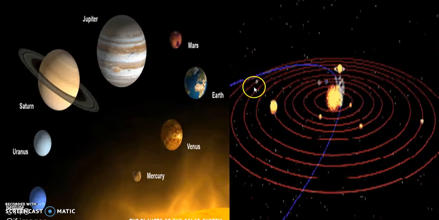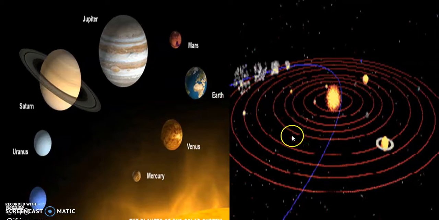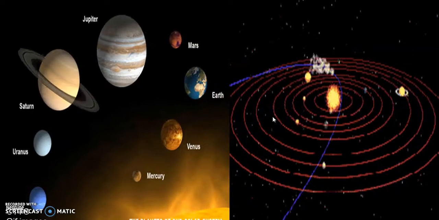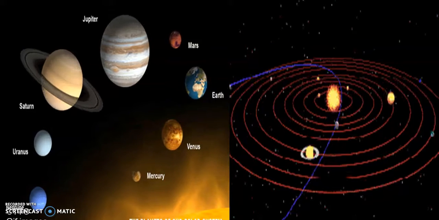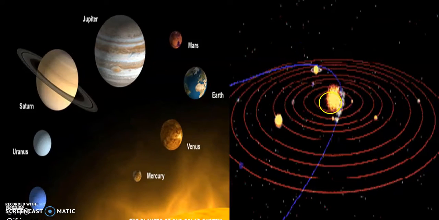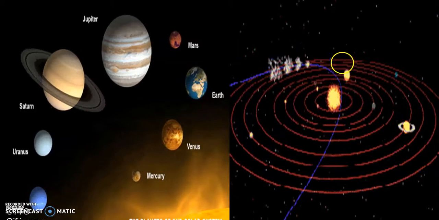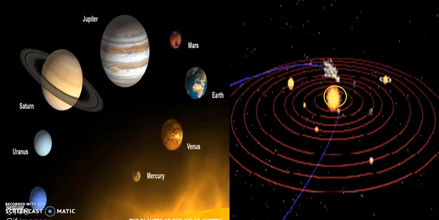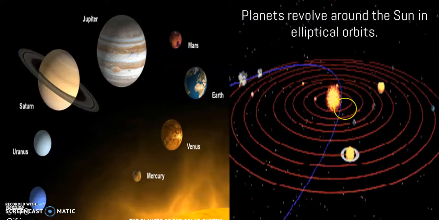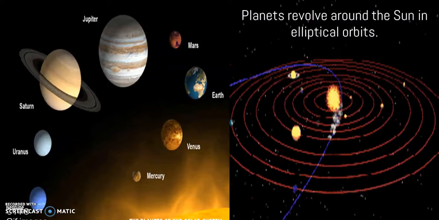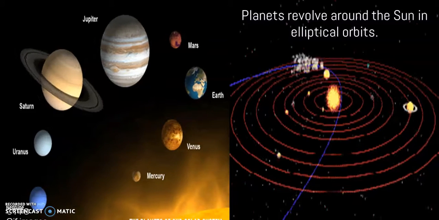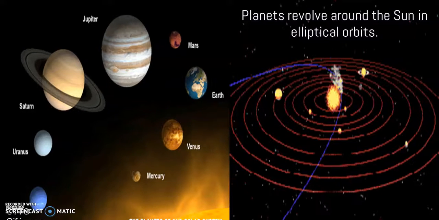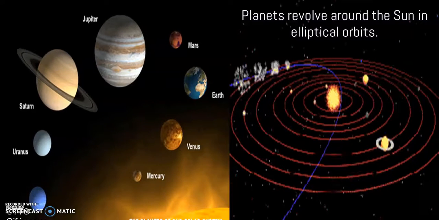On the second image, as you can see, what does it tell us? This image tells us about the movements, how the planets move in the solar system. Planets revolve around the sun in elliptical orbits. Elliptical means it is not circular. It is like an oval shape. They move in elliptical orbits.